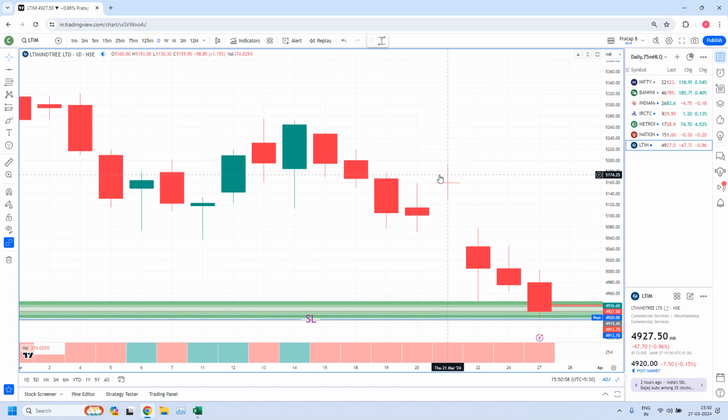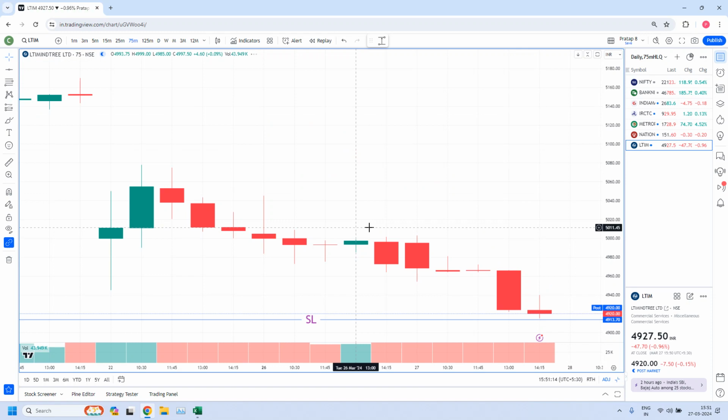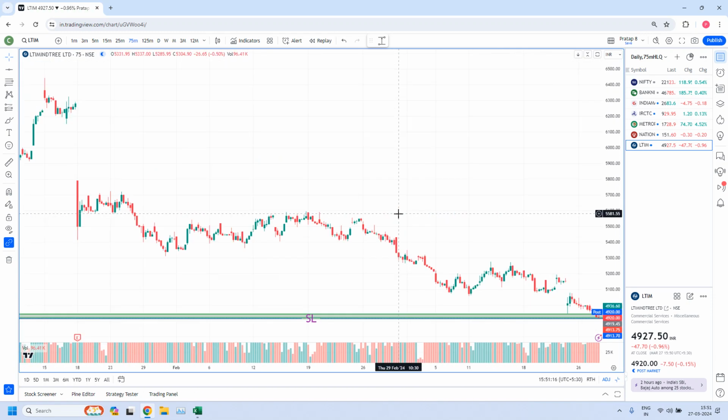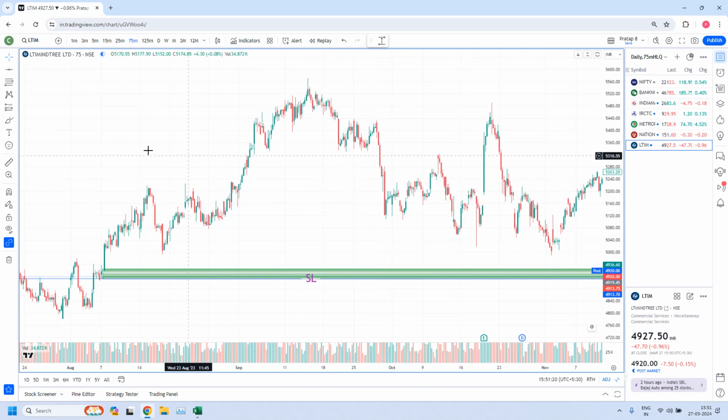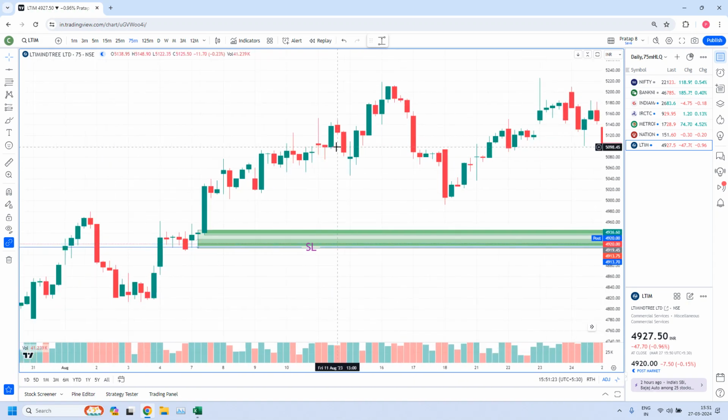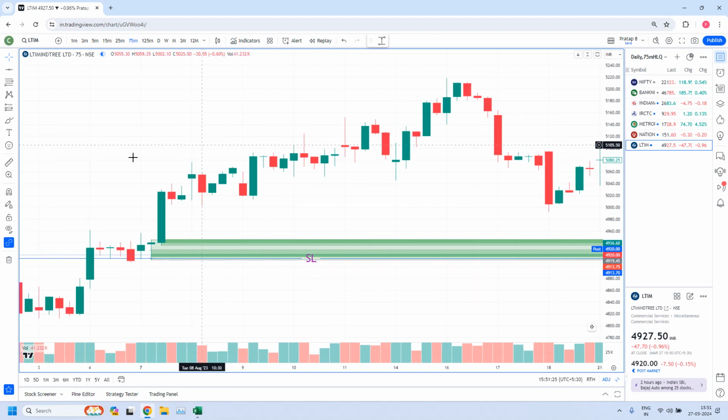That is LTIM mine tree. This is a 75 minutes high liquidity demand zone. And let me show you the 75 minutes high liquidity demand zone. I am changing the time frame to 75 minutes. And let me show you where the zone is created. Here we have a rally, 6 base candles and a rally.